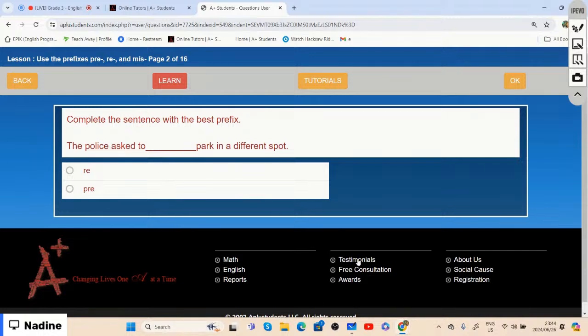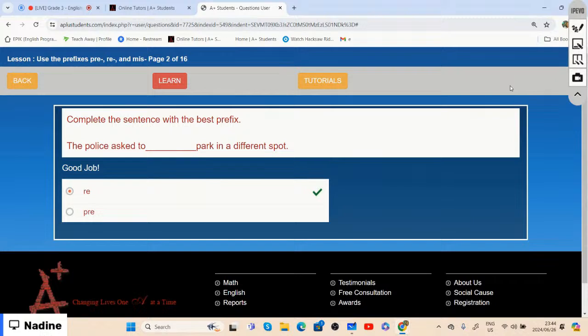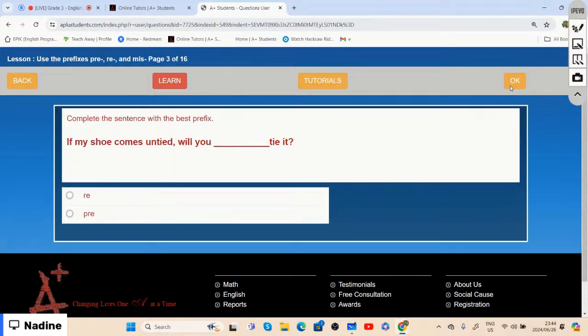All right, and if we were to choose the correct one, they ask you to re-park. Because remember, if you're parking already and the police comes afterwards, then they're telling you now to re-park somewhere else. Go and park again, right? So well done. Option one is correct.